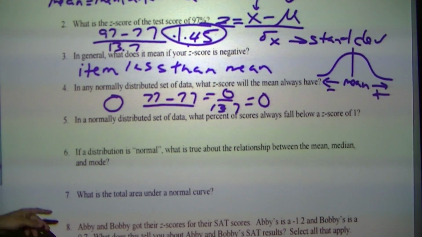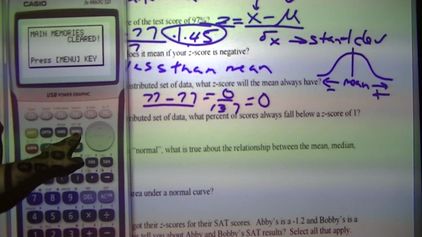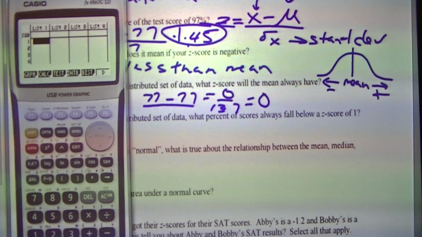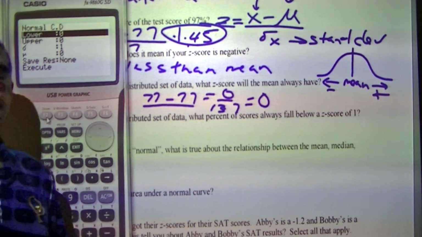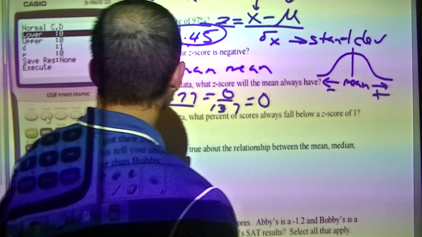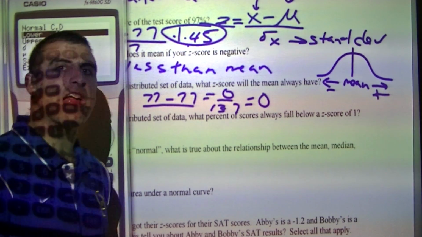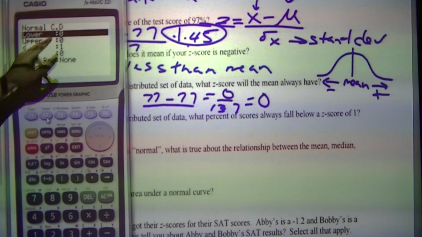In a normal set of data, what percentage falls below a score of 1? Now, here's how you do that. All right, go into your calculator and go to Stat. Okay? We're going to select Distribution. We're going to select Normal. We're going to select the one that says NCD. Now, in your calculator, if you're using a Casio, there's a variable list button. Make sure it says variable, okay? So you'll be able to click down here and make sure it's variable.